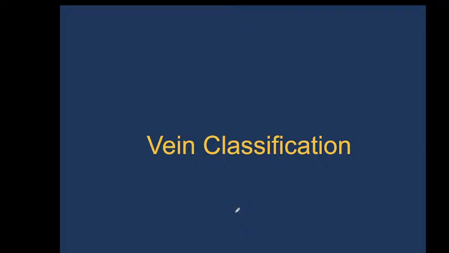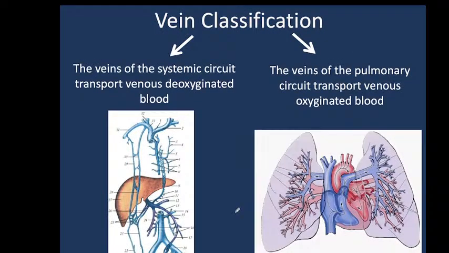Next, our topic is classification. How we may distinguish which veins we can distinguish. Firstly, there are two groups of veins which are located in the systemic.